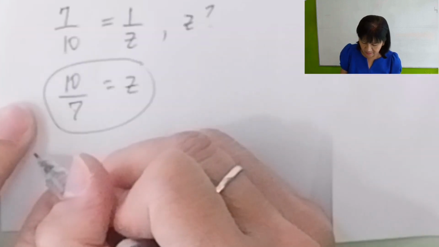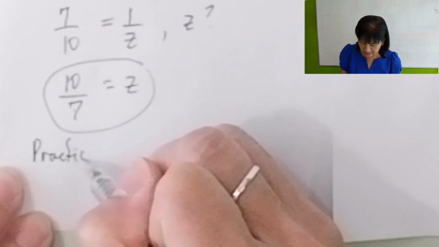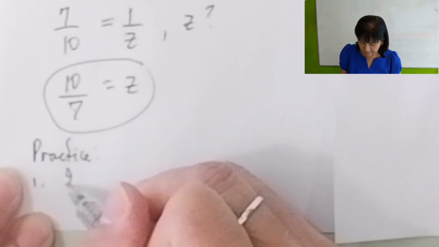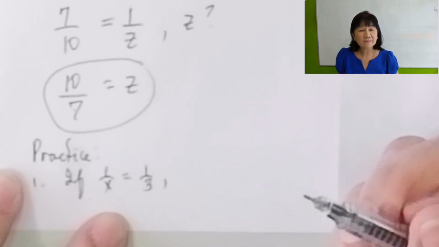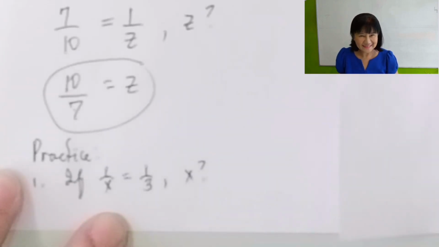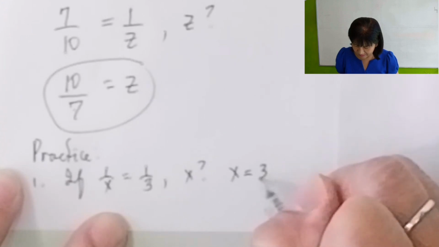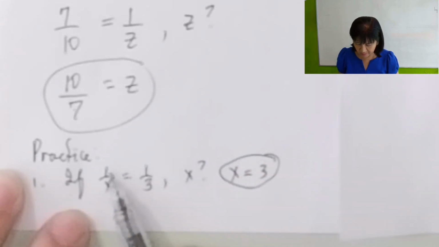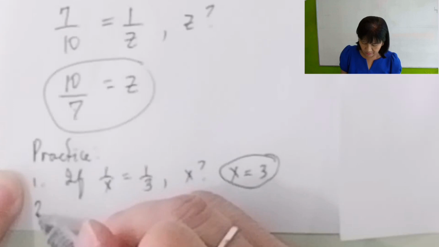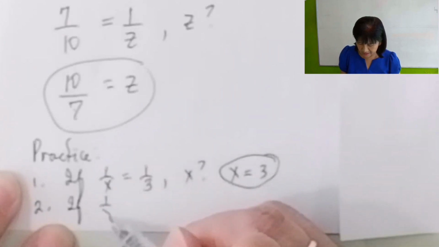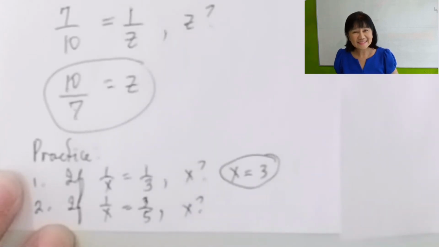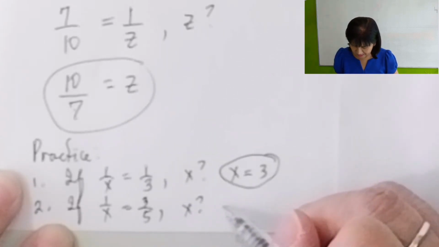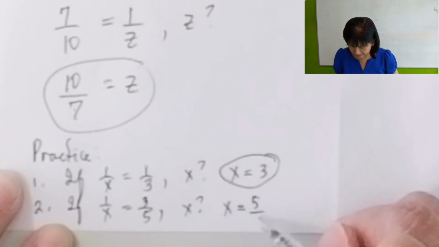Let's have practice here. Let us say you ended up with 1 over x equals 1/3. What is x? X is equal to 3. Why? See, they are already both 1 over. What about if 1 over x equals 3/5? What is x? Get the reciprocal. So x is 5 over 3. There. I hope you got me.